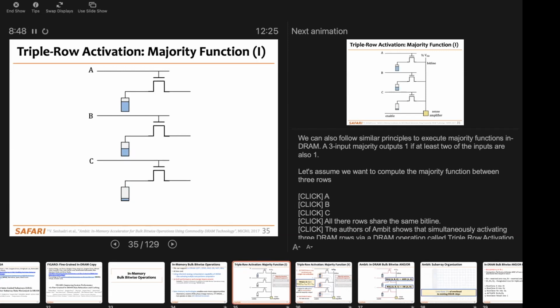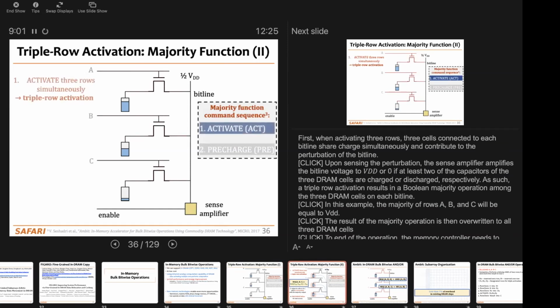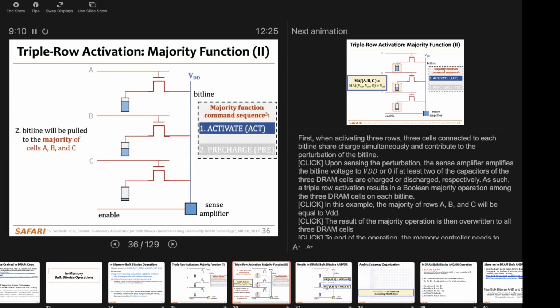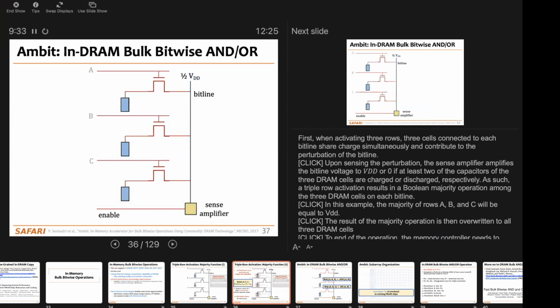If it's possible to activate 3 rows in the same subarray at the same time, this is the same as performing a majority function. And that's what you can see in this slide. We first do this activation, 3 rows at the same time. The 3 of them start sharing their charge with the bit line, producing a perturbation in the bit line. At some point, when we enable the sense amplifier, the bit line is pulled to the majority of the cells A, B, and C. So if, for example, 2 of the cells are completely charged and 1 of them is completely discharged, the result will be VDD, will be 1. And that's the basic idea of the Ambit work.